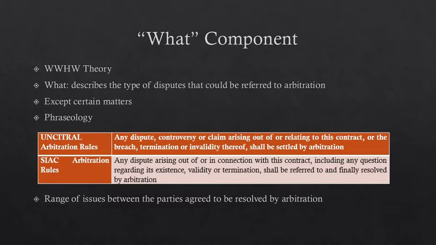Again, please recollect that we took note of both the UNCITRAL arbitration rules and the SIAC arbitration rules that employed detailed phraseology to cover the range of disputes to be referred to arbitration. The UNCITRAL arbitration rules said: any dispute, controversy, or claim arising out of or relating to this contract, or the breach, termination, or invalidity thereof, shall be settled by arbitration. And the SIAC arbitration rules provided: any dispute arising out of or in connection with this contract, including any question regarding its existence, validity, or termination, shall be referred to and finally resolved by arbitration.